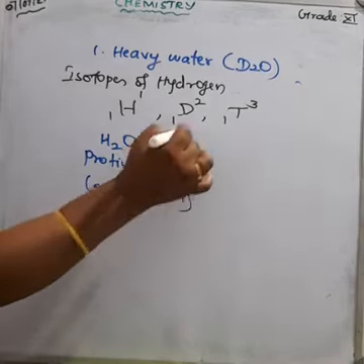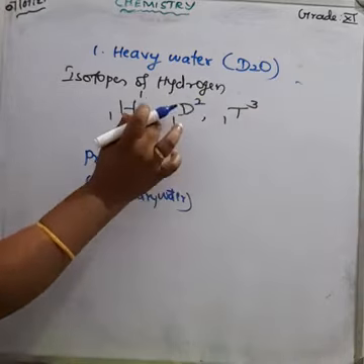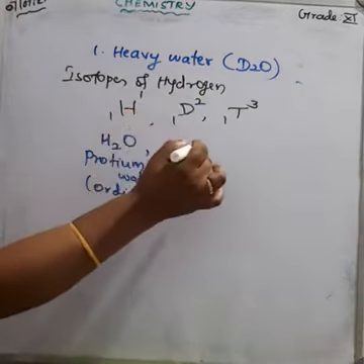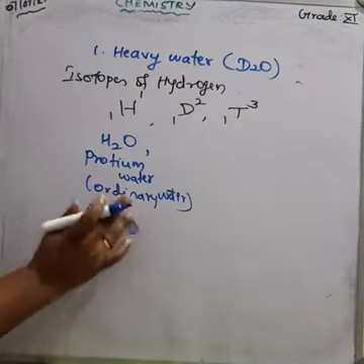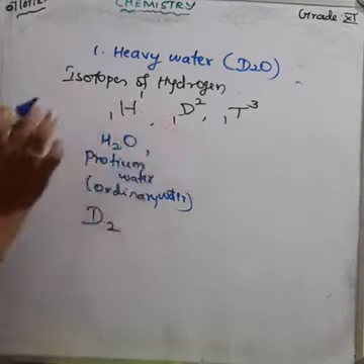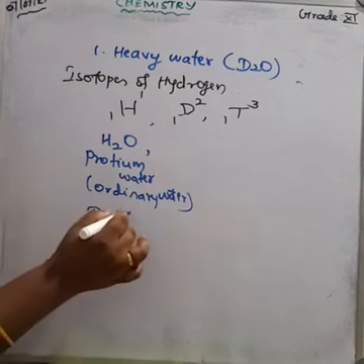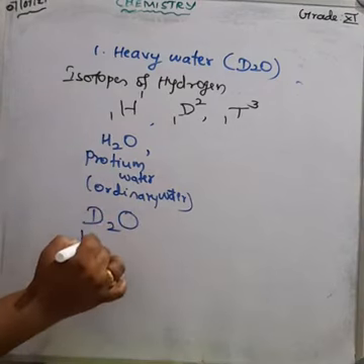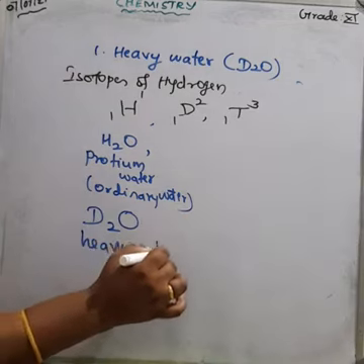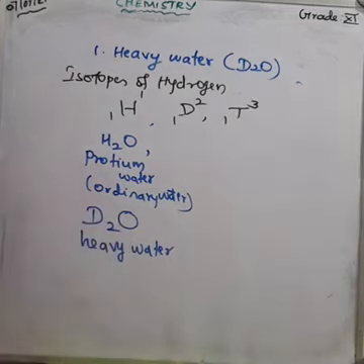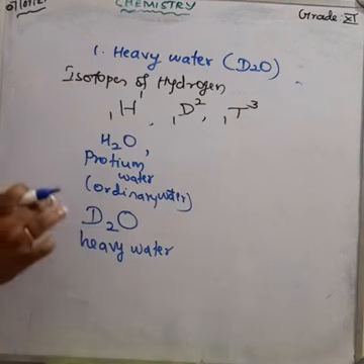Okay, and the oxide of heavy hydrogen, that is deuterium. Deuterium is one of the heavy hydrogens. So the oxide of heavy hydrogen is called heavy water. That is D2O, the oxide of heavy hydrogen. Okay, this is called heavy water.